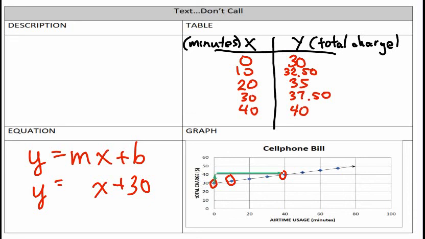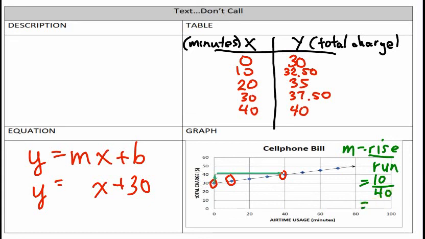And how much is the rise? How much is the run? Well, I can see that the rise is 10, right? It goes from 30 to 40. So let me just sneak that in here. m equals rise over run. So I've got the rise as being 10, and the run as being 40, right? It goes from 0 minutes to 40 minutes.